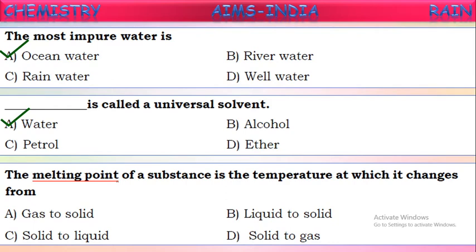For example, if you take ice, it is a solid substance. When you heat it, or if you keep the ice cube outside, it starts converting into liquid form. It starts converting into liquid form exactly at 0 degrees Celsius temperature. So the 0 degree Celsius temperature is called its melting point. Okay, melting point means the temperature at which a solid converts into liquid.